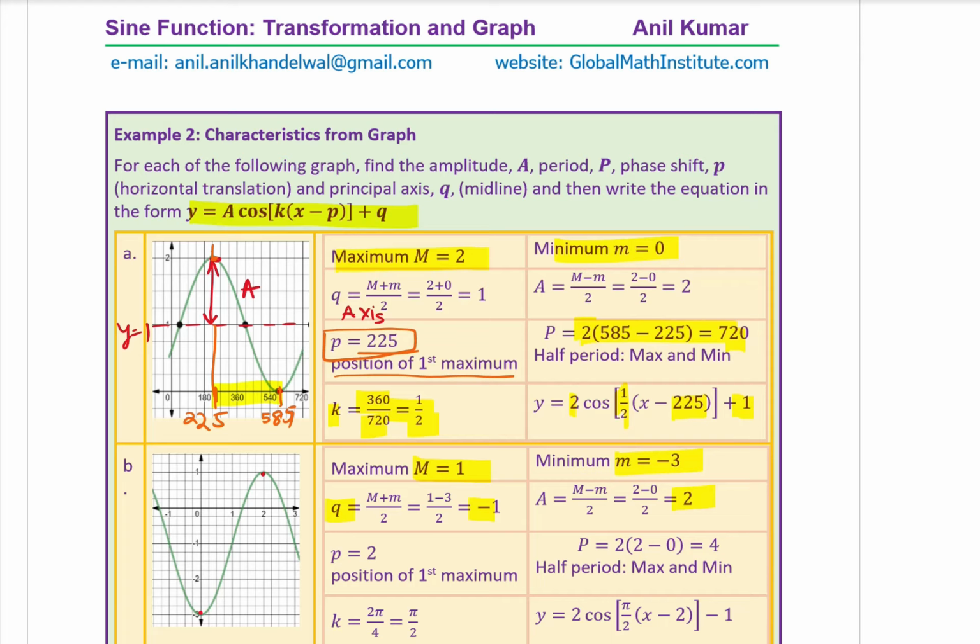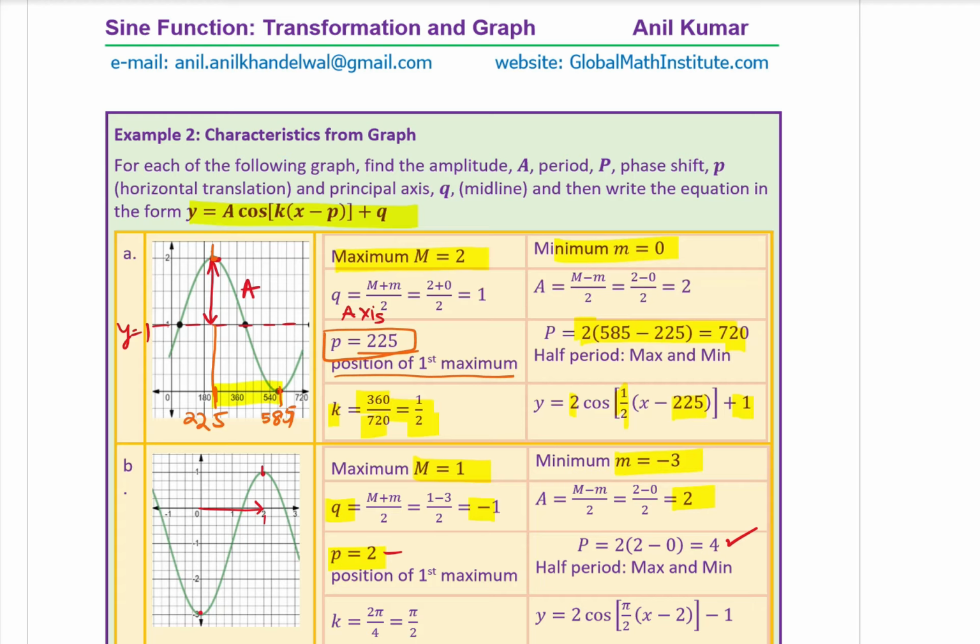You get 2. Phase shift. For the phase shift, we are looking for the first maximum, and we see that it is 2 units towards the right, and therefore the phase shift is 2. Period. In this case, we can read that half of the period is 2, so 2 times 2 is 4. That becomes the period, since from minimum to maximum it is half the cycle.